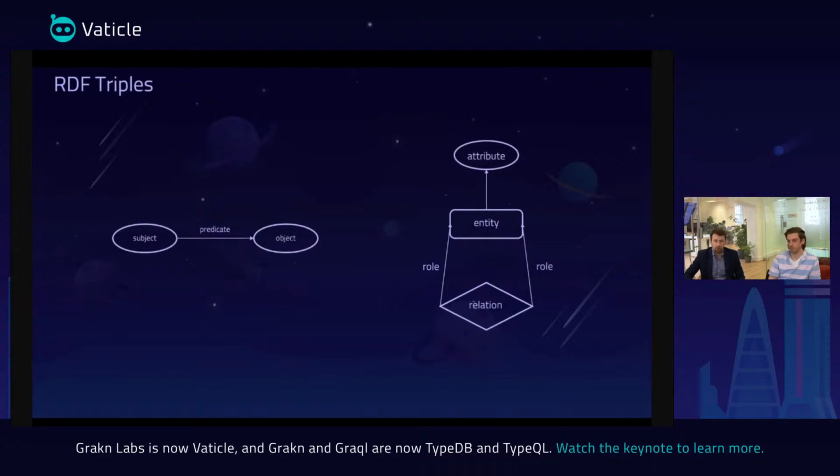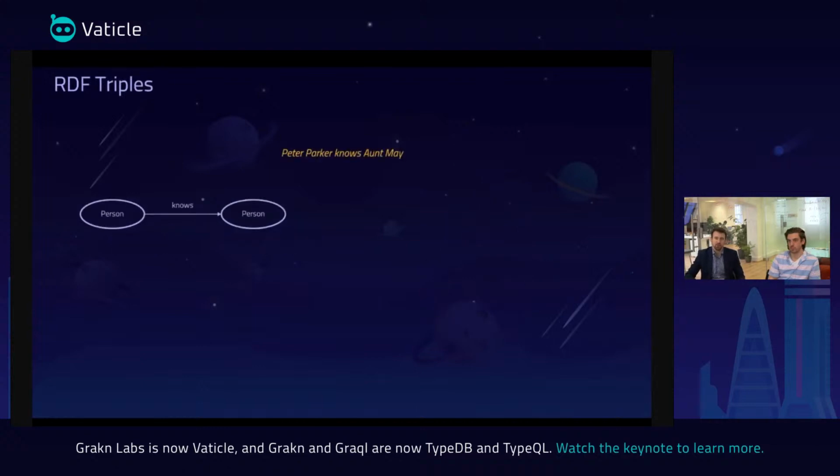Similarly, we would need to normalize our data to fit into RDF triples. And so with TypeDB instead, we can model the conceptual model directly in the database, in code itself. So how does that work in an actual example? So let's take this here.